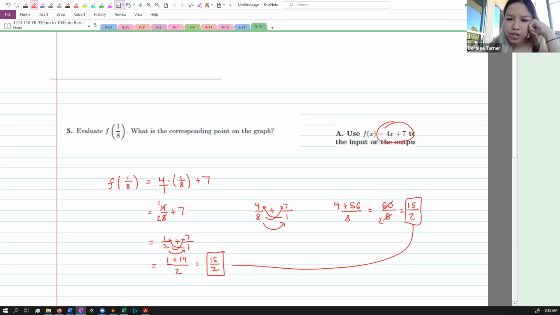So for these questions, do you want us to give you the answer in a fraction or a decimal? Fraction would be preferable. If they wanted you to actually graph the point, it would be better to be in a decimal, okay. But if you're not graphing it, if you're just asked to evaluate it, then we just leave it as a fraction. Okay.